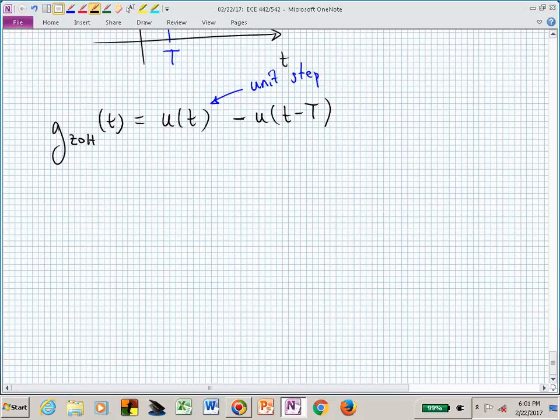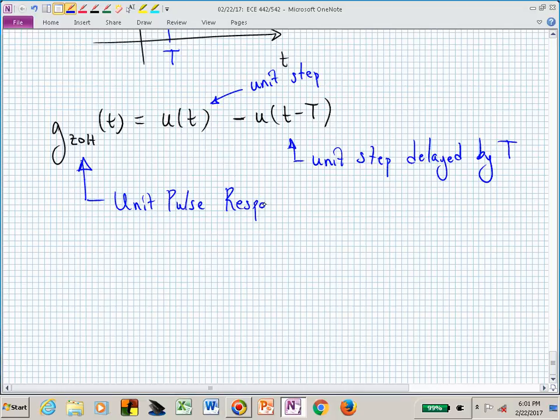So this is now what? Here is a unit step that's delayed by one sample period, capital T. And this is really what we're after. This is now the unit pulse response of our zero order hold.